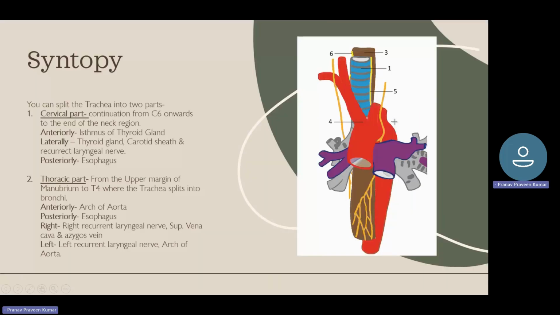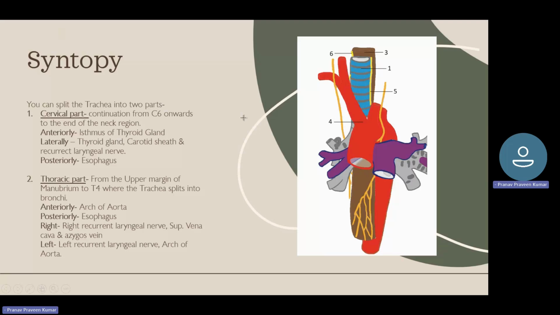And let's talk about the syntopy now. The trachea can be split into two parts, the cervical part and the thoracic part. The cervical part is the continuation from C6 to the end of the neck region, and the thoracic part starts from the manubrium, the top part of the sternum, and goes from there to T4, where the trachea splits. That's the thoracic part.